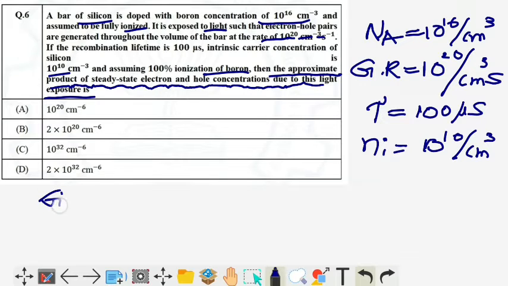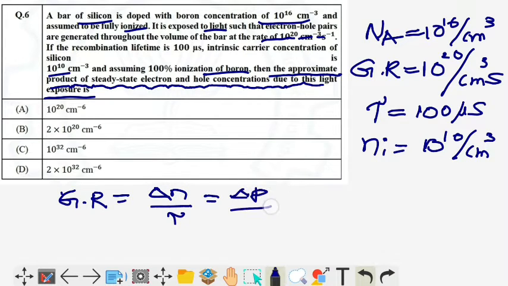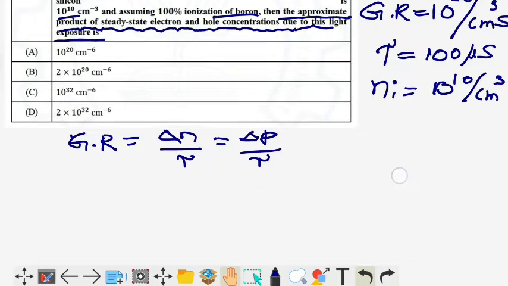So what is the generation rate here? The generation rate is defined as the excess electron or excess hole concentration divided by the carrier lifetime, the minority carrier lifetime. So that is delta n by tau or delta p by tau, which gives the same value. So we can find the electrons and holes generated due to the light source from this generation formula. So let's try to find that out.